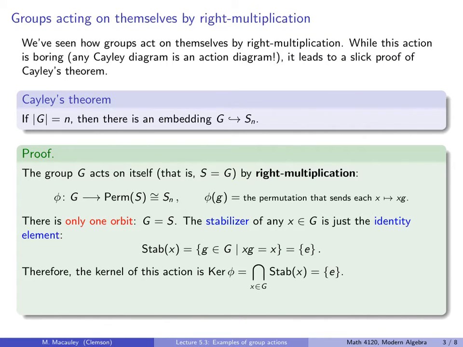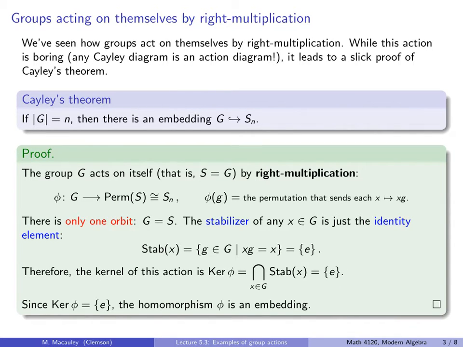Remember what the kernel is? That's a set of things that fix everything in the set. So that is always the intersection of all the stabilizers, because the stabilizers are the things that fix an individual element. So the kernel, if you have something that fixes everything, then that has to lie in every single stabilizer. So that's just the intersection of a whole bunch of singleton sets containing the identity. So that's clearly just the identity.